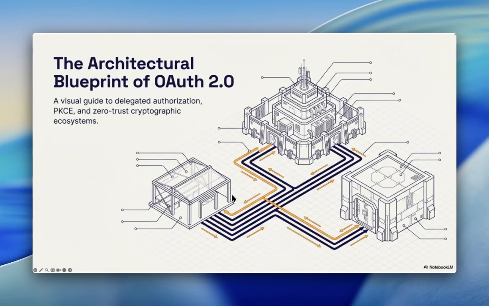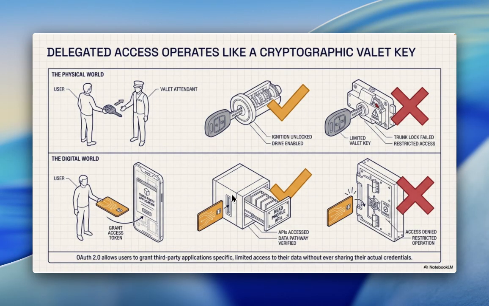So in this video, I'm going to talk about a visual guide to delegated authorization (PKCE) in a zero trust cryptographic ecosystem. In the physical world, you have a user, a valet attendant, your ignition unlocked and drive enabled, and a limited valet key. The trunk is locked: failed, restricted access. But in the digital world, you have a user, you grant an access token, then you have read profile, API access, data pathway, verified access, denial, restricted operation.